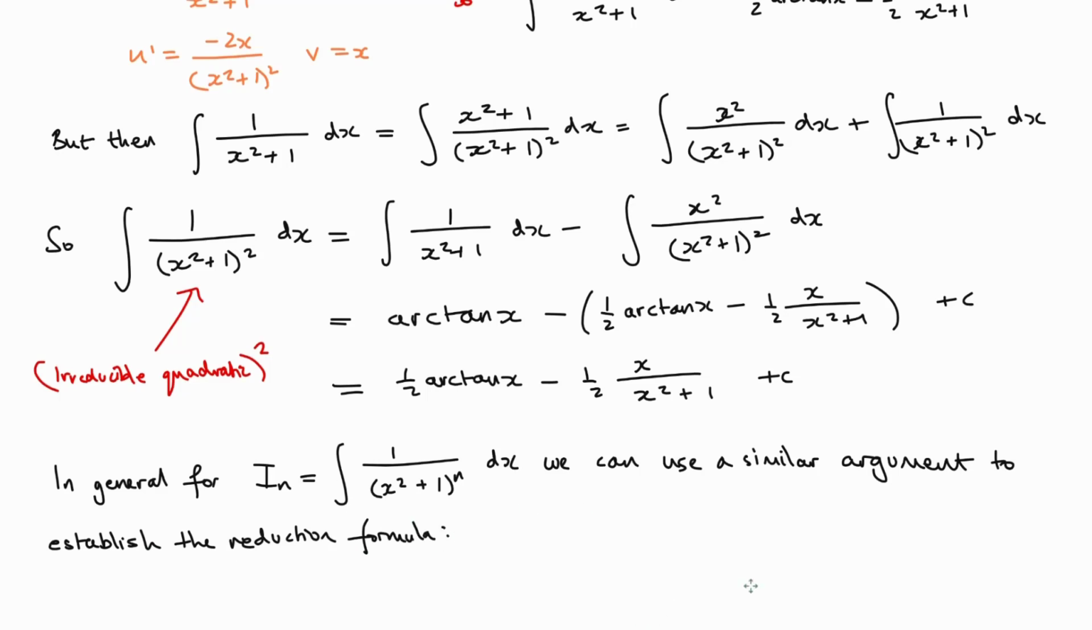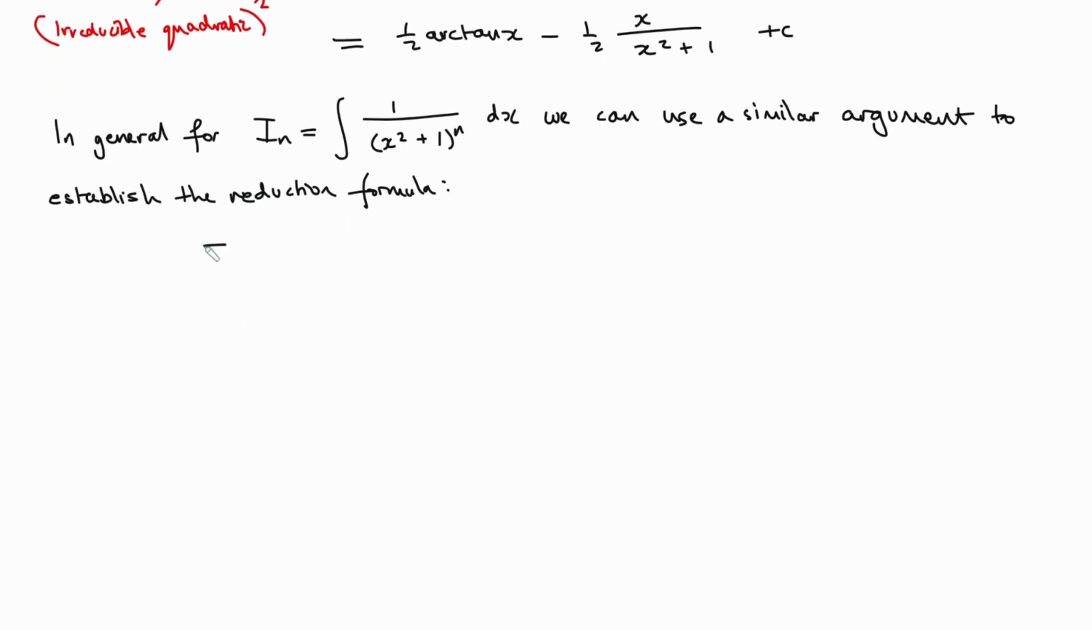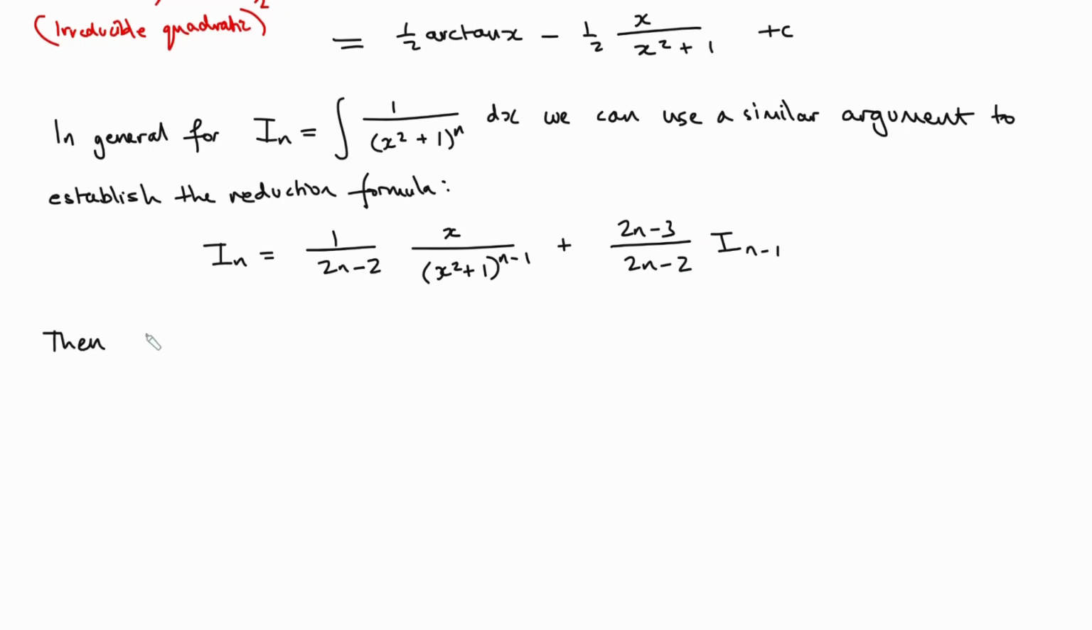But it establishes this reduction formula that says the nth integral here, if you like, is equal to 1 over 2n minus 2 times x over (x squared plus 1) to the n minus 1, plus (2n minus 3) over (2n minus 2) times the (n minus 1)th integral. So it gives us this formula that takes us from the (n minus 1)th integral to the nth integral. So given that we've got I2 already, you see we can use this formula now to work out I3, I4, I5, etc.